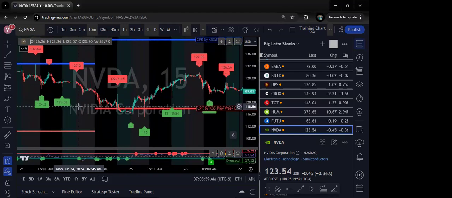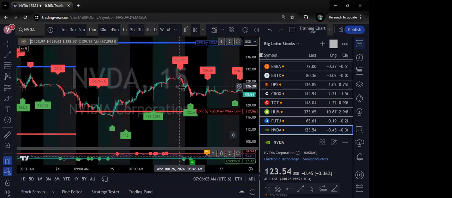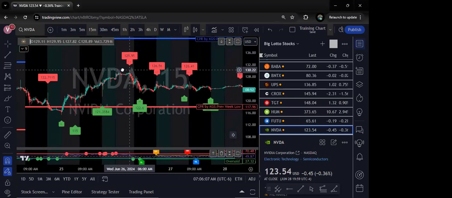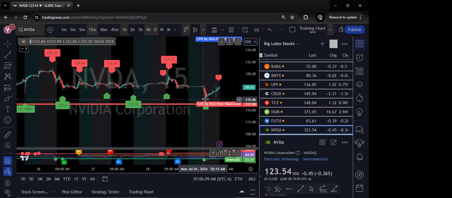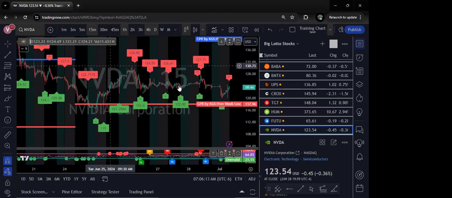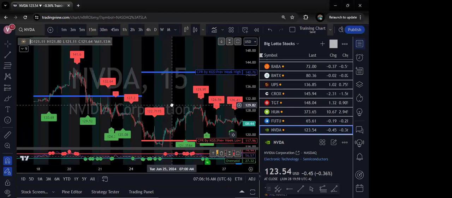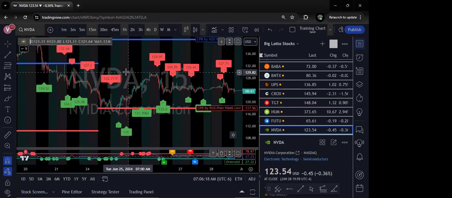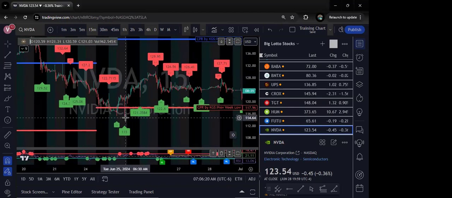I think NVIDIA was the only stock which was momentum. Then we came down, so it was buy the dip last week. It went up. 129 was still a lower high. So we came down. You're looking at two things: either this stock is going to go back to 141, or it's going to break 115 and go lower.